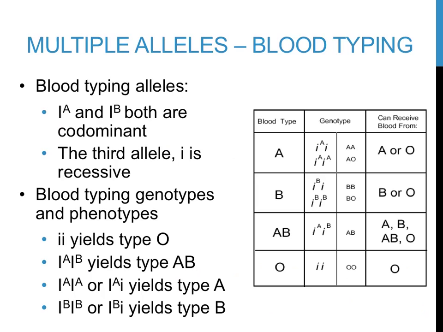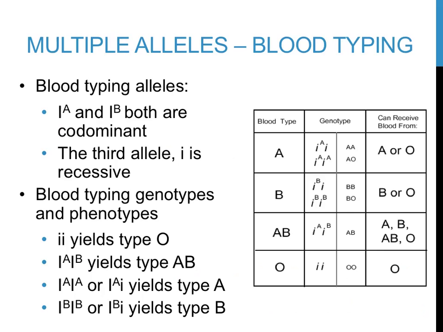Due to these 3 different alleles and these patterns of inheritance, there are 6 possible genotypes and 4 different possible phenotypes with blood typing. Individuals with the genotype lowercase i i would have the recessive O phenotype. They don't have and they wouldn't show the A or B antigens, those traits. Individuals with the genotype capital I^A, capital I^B would have the AB blood type. As you can see from the chart on this slide, there are 2 different genotypes that could yield an A or B blood type.